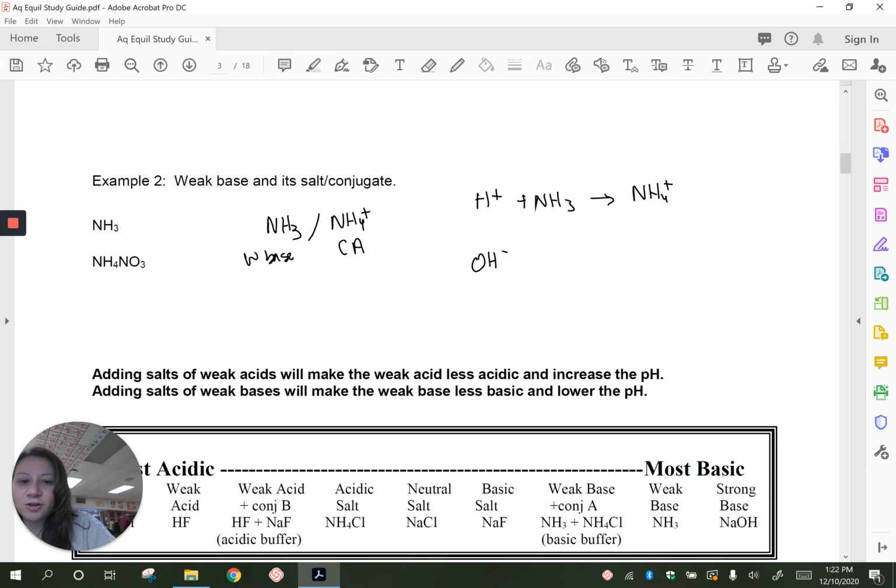Let's see if you add hydroxides, which part of the buffer would react with it? Well, hydroxide is a base, so it's going to react with the acid.